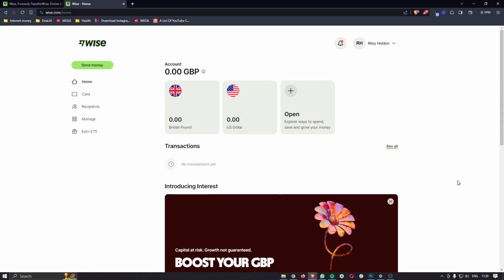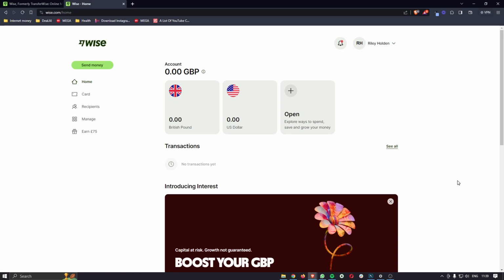The next thing that I want to talk about is the user interface. Now, the user interface on Wise is absolutely incredible. I'm using a second account right here just because I'm putting this out on the internet and I don't want to invite anybody to try and get into my Wise account.